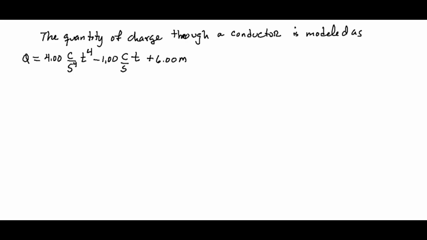So this is an equation of the charge as a function of time. This is an equation that models the charge as a function of time. They say, what is the current? What is the current at time t equals 3.00 seconds?